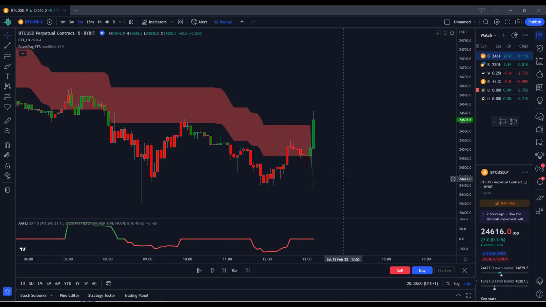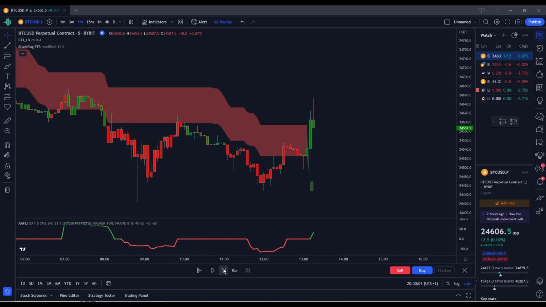What we're also noticing is that the coral indicator is already turning green. So this is the second thing that we need before we can take a long position. And third, but definitely not least, this also turned green. So this is where we can take our long position.